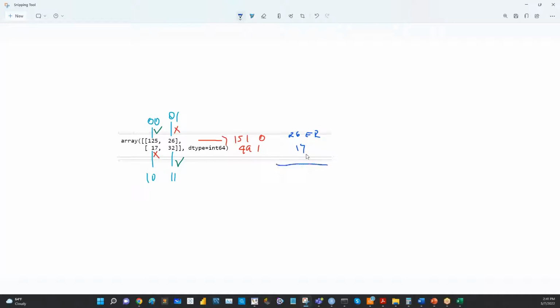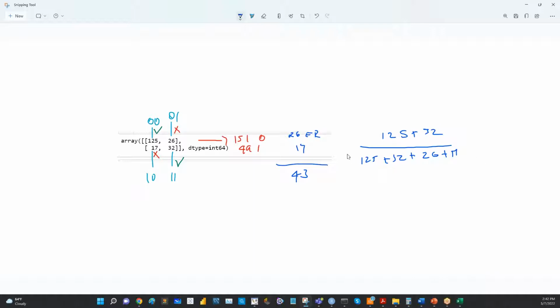So the total errors that we have is 26 plus 17, 43 errors out of 200. And to calculate the accuracy it is going to be 125 plus 32, divided by 125 plus 32 plus 26 plus 17. In other words, it should be 200.